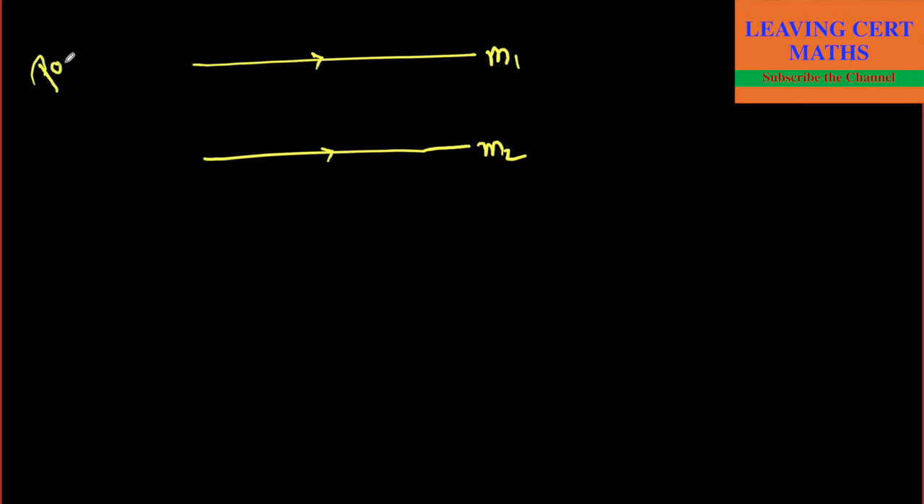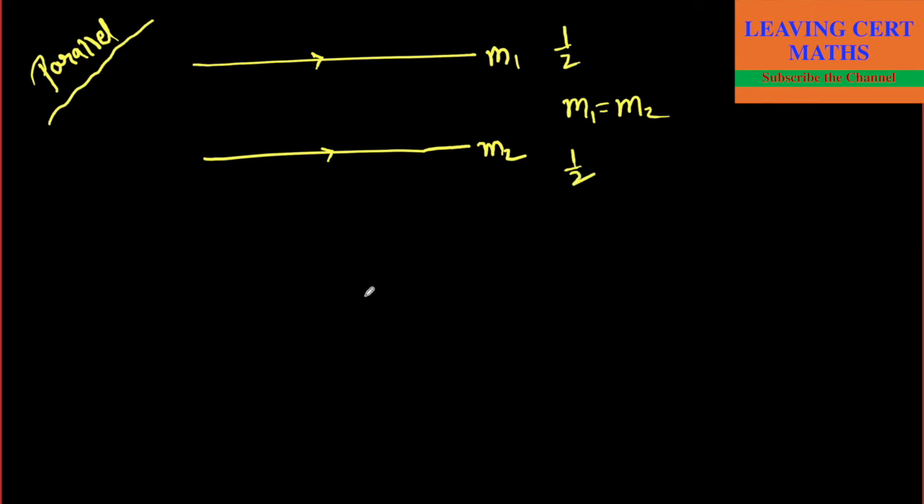This is called parallel lines. What is the relation between the slope of first and second? Would it be the same? Yes, so m1 should be equal to m2. So if the slope of this is half, the slope of this will also be half. Is that clear?